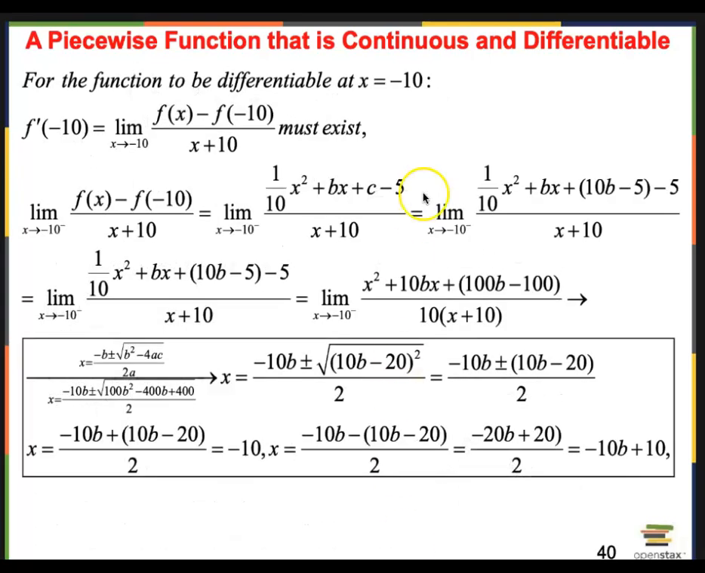So for the function to be differentiable at x equals negative 10, remember these limits must exist and be equal to each other. And you can see this is pretty complicated using our limit definition of a derivative, but we're going to plug these in and see what we get. So we plug in our f of x, we plug in our f of negative 10 that we've come up with, and run through simplifying these functions. As you can see what we're doing here.